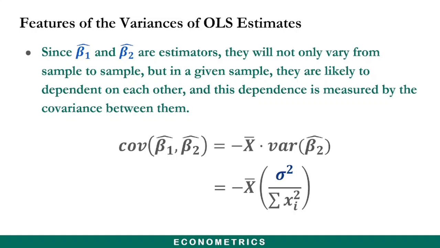Since the variance of beta 2 hat is always positive, as is the variance of any variable, the nature of the covariance between beta 1 hat and beta 2 hat depends on the sign of x bar. If x bar is positive, then the covariance will be negative, as the formula shows. But if x bar is negative, then the covariance will be positive.